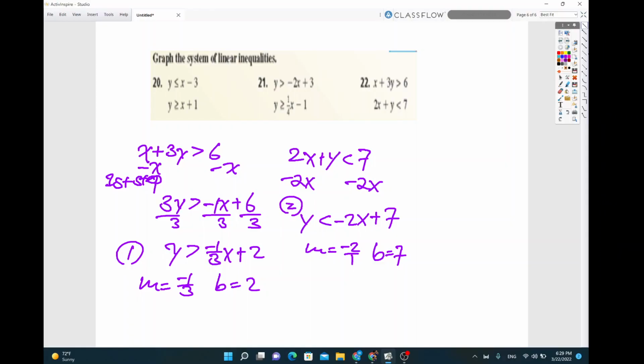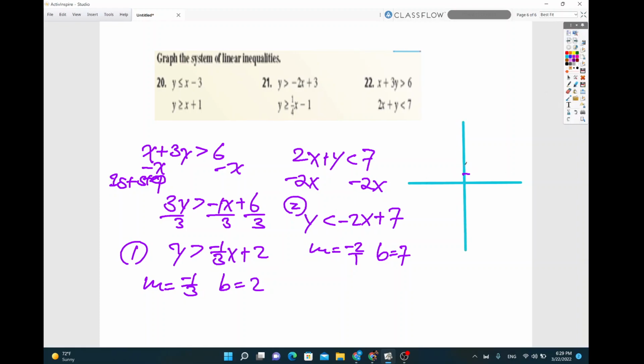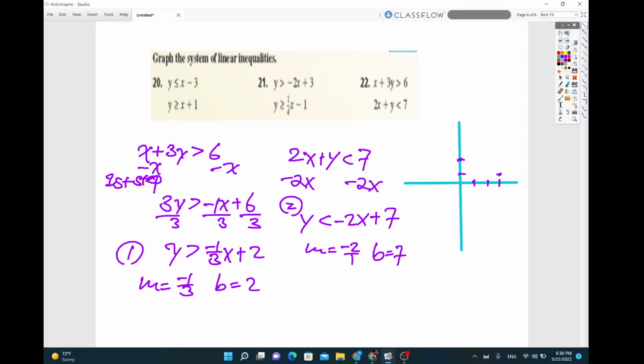Okay, so we need the x-axis and the y-axis. Started off with the y-intercept, so it's 2 units up. And the slope here is negative 1 over 3, so 1 unit down, 3 over to the right. So it goes over here, and then basically connect those 2 dots. Since it's an inequality and there's no equal sign involved, that means the line must be dotted or dashed.